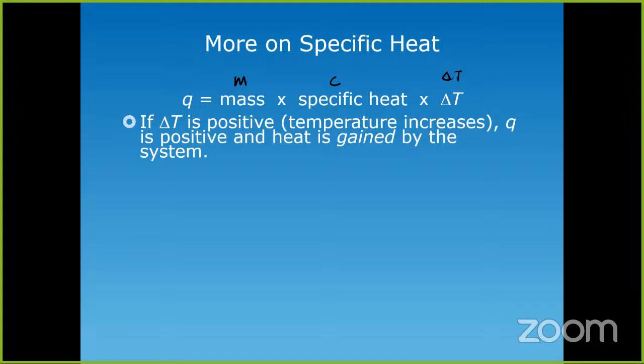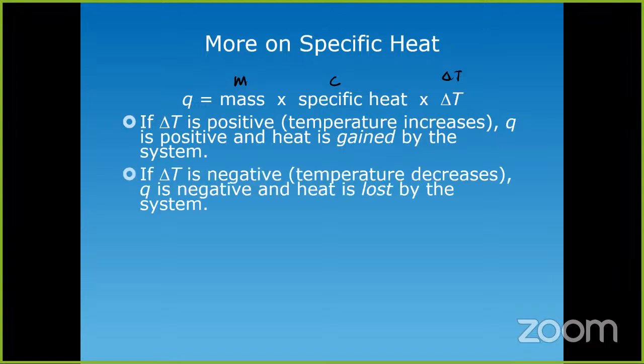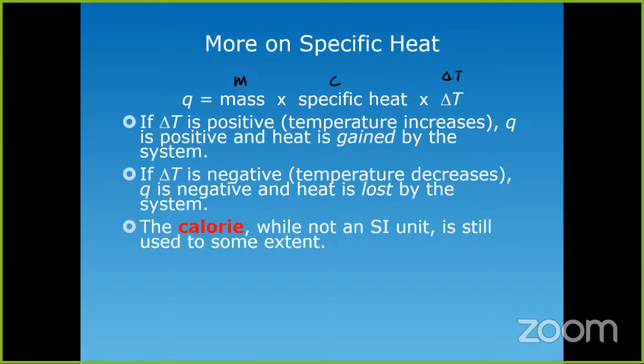So what does that mean? That means that the system is absorbing heat, which makes sense. If the system is absorbing heat, then the temperature of that system will increase, right? And then, of course, the reverse is true. If delta T is negative, that means that Q is negative, which means that the system will be losing heat. A lot of this is common sense, based on experience.